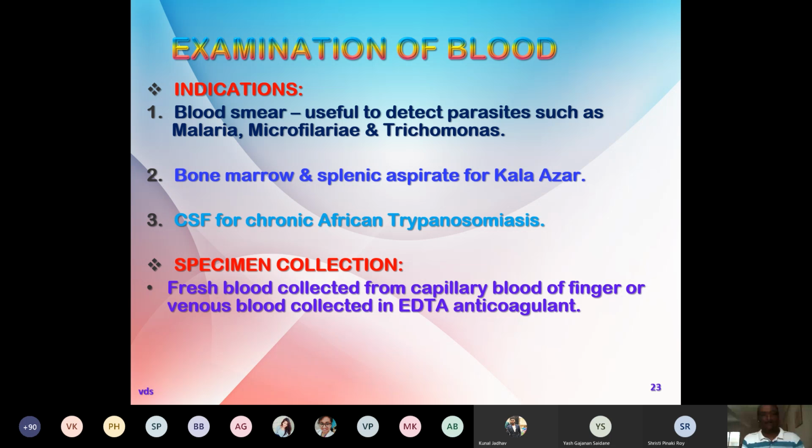Then other specimens: bone marrow and splenic aspirate in Kala-azar, that is Leishmania donovani. CSF for chronic African trypanosomiasis. And for the specimens which are collected, particularly blood, it should be fresh blood collected from capillary blood of the finger or ear lobes. You can also collect venous blood in EDTA anticoagulant.